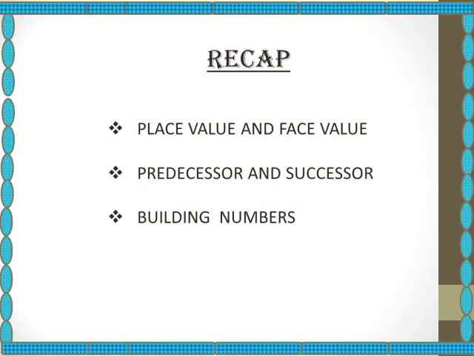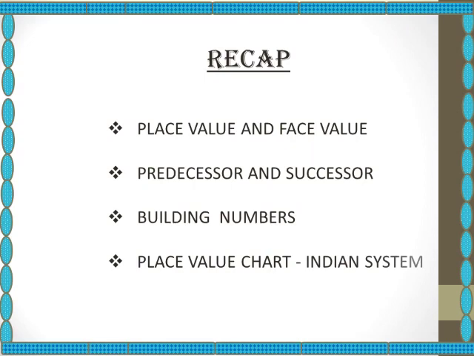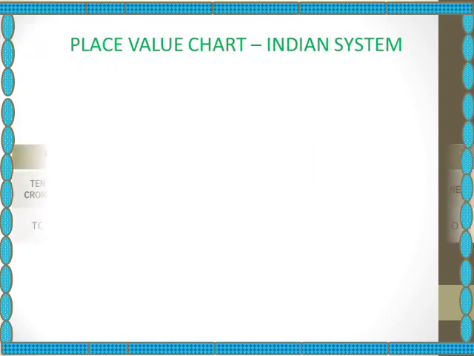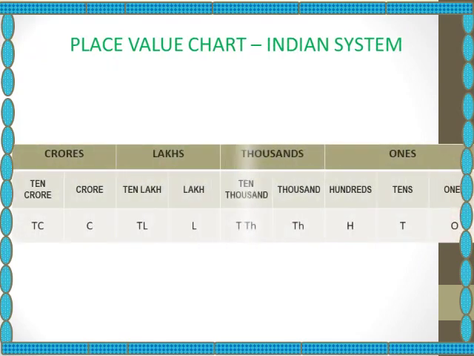One important thing you should do is, after forming the greatest and the smallest number, you should insert the commas according to the periods in the place value chart. Okay, next we will go on to the place value chart in the Indian system. This system helps us to read large numbers.